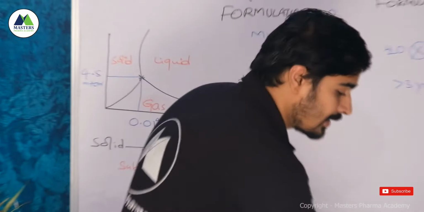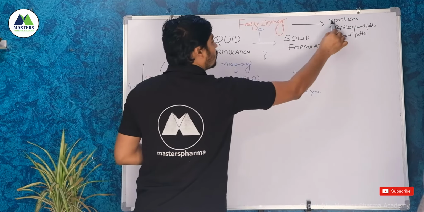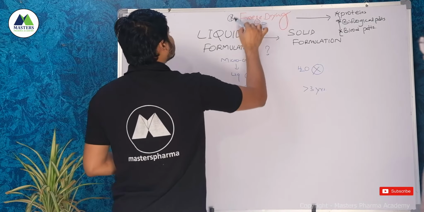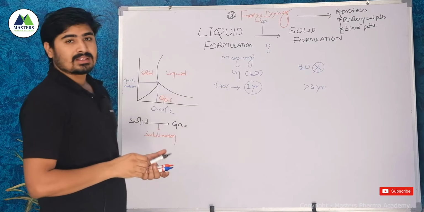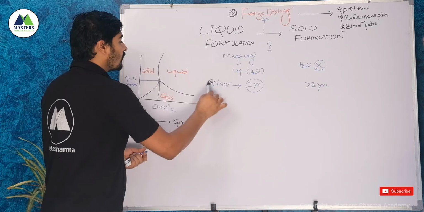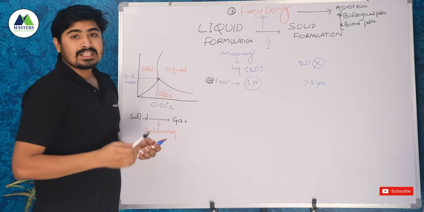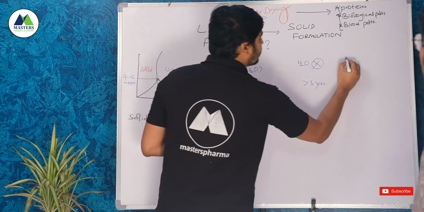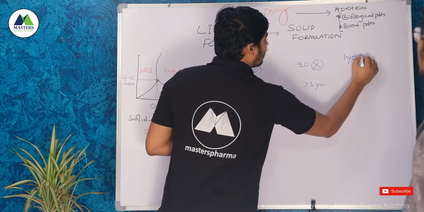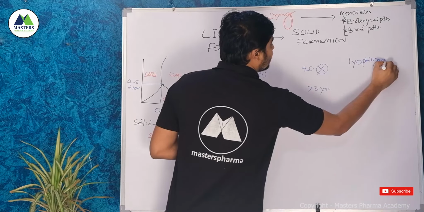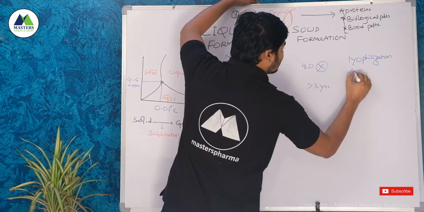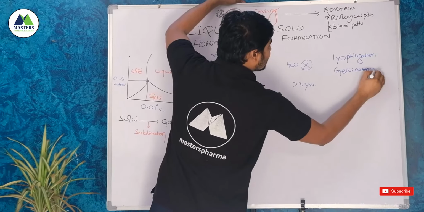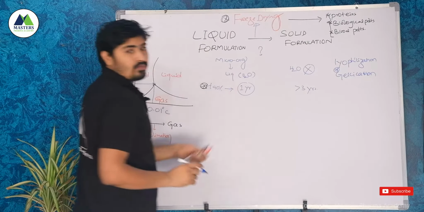To dry the proteins, biological products as well as blood products, we opt for the freeze drying method, and we improve the shelf life by using this freeze drying method. So this much importance is there for the freeze drying method. What are the other names of freeze drying? Lyophilization and gelsification are other names of lyophilization.